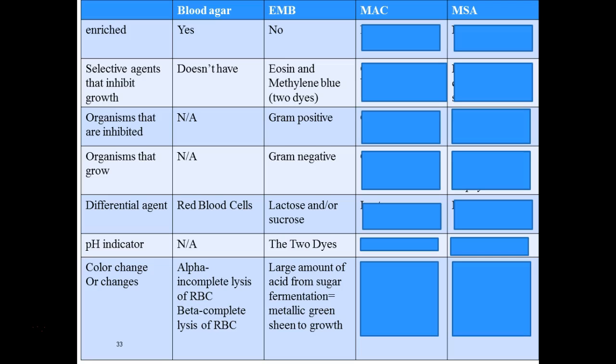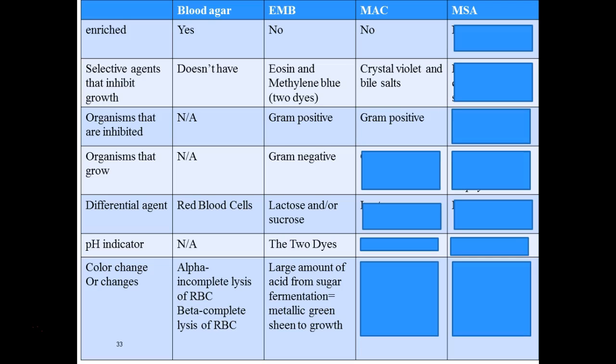The MacConkey agar, as we said, not enriched, but this one is selective. But what is in this that's inhibitory? What are the selective agents? What's going to kill off the gram positives? Because these media are similar, right, in that we're selecting for gram negatives. Right, and bile salts. The crystal violet and the bile salts. And again, they can't get into the gram negatives. So it kills off the positives. We're stuck with gram negatives.